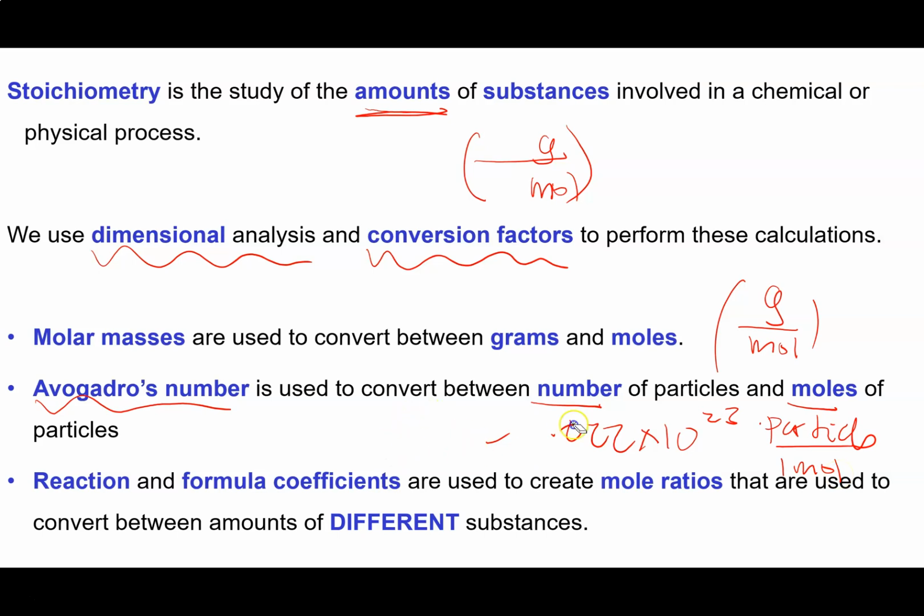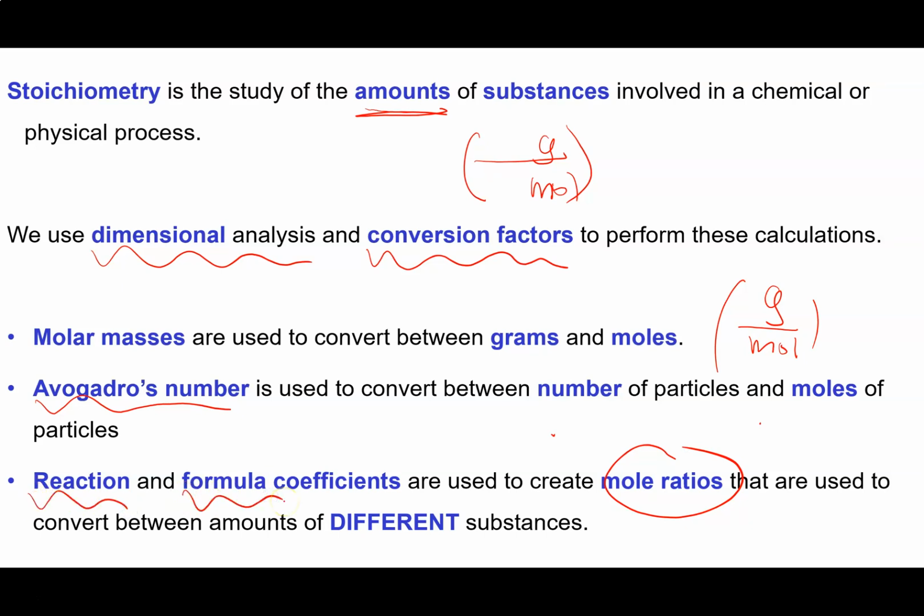The third kind of conversion factor that we're going to be using is what's referred to as a mole ratio. And how we decide mole ratios is by looking at reaction and formula coefficients. And it's important that we learn how to use mole ratios because they allow us to convert between moles of different substances. I should point out at this point that the SI unit for amount is the mole, and the abbreviation for the mole is just mol, all lowercase.